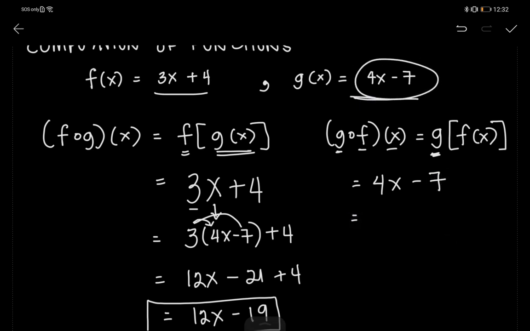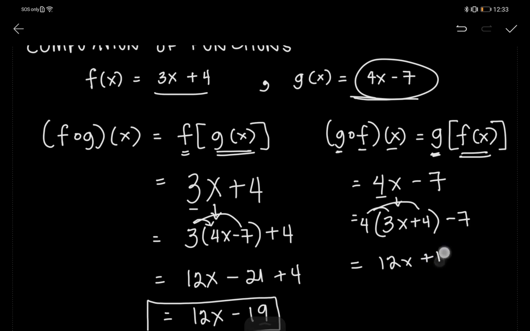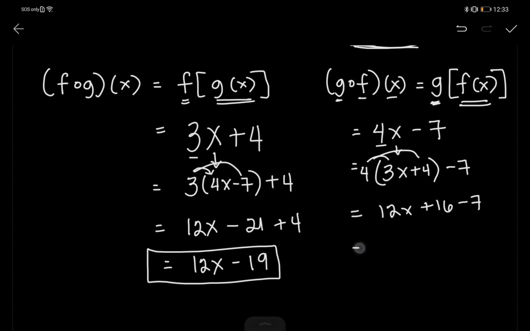Then substitute the value of x. Our input now is the value of our f of x, which is the 3x plus 4. So we write 3x plus 4 here, then bring down the 4 and negative 7. Then simplify, distribute. So this is 4 times 3x, so we know this is 12x. And 4 times 4, so we know this is 16. Then minus 7. Then simplify, so we have here 12x, 16 minus 7, so this is positive 9.